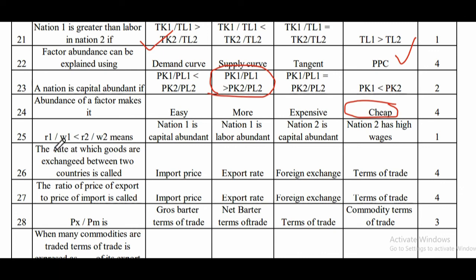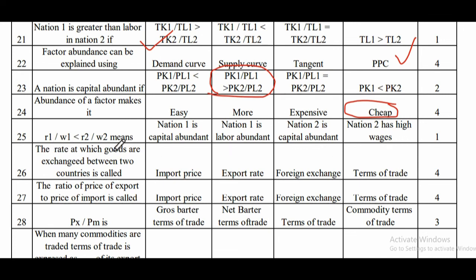Now the next one is R1 divided by W1 is lower as compared to R2 divided by W2 means. Now we have to give the interpretation of this equation over here. Nation 1 is capital abundant. Second option is nation 1 is labor abundant. Third option is nation 2 is capital abundant. And the fourth option is nation 2 has high wages.